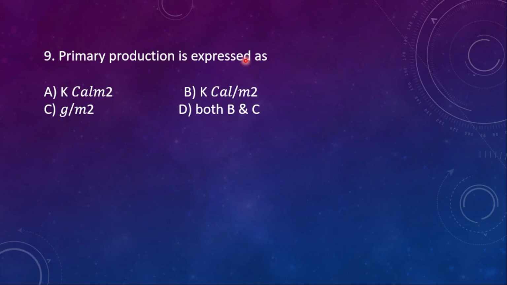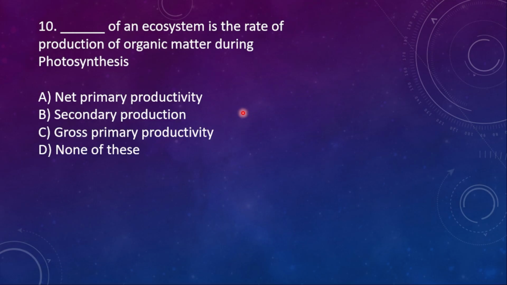Primary production is expressed as A. Kilocal meter square, B. Kilocal per meter square, C. Grams per meter square, D. Both B and C. Here the right option is option D, both B and C. 10th one.